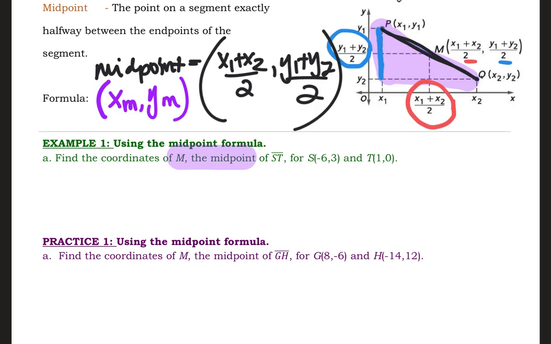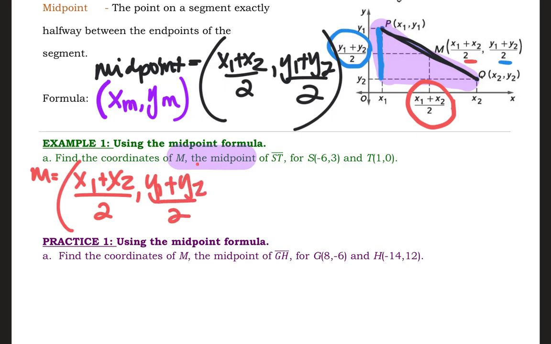Okay, so then I'm going to start off with my formula. M equals x1 plus x2 divided by 2, y1 plus y2 divided by 2. Okay? All I did was copy the formula. All right, like distance, I'm going to go through and label the points x1, y1, x2, y2.